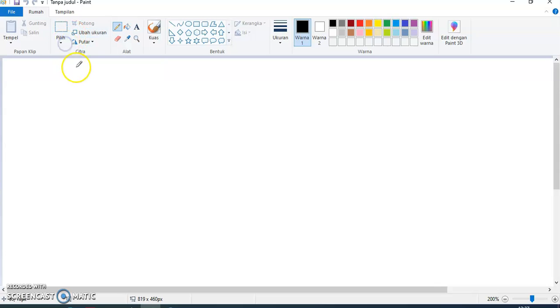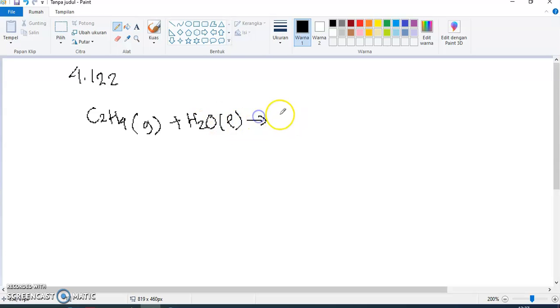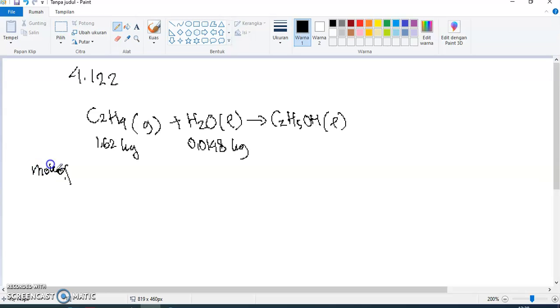So this one, number 4122, right? So it's ethylene gas and also water become ethanol. Okay, how much ethylene? 1.62 kilograms, and then water 0.014 kilograms. Yeah, mole of ethylene.